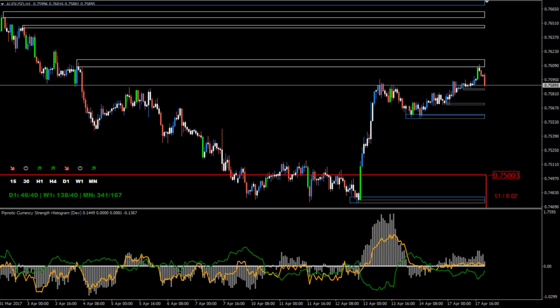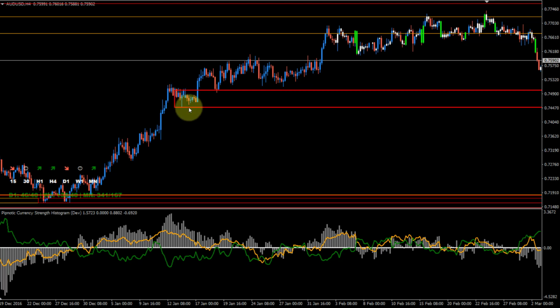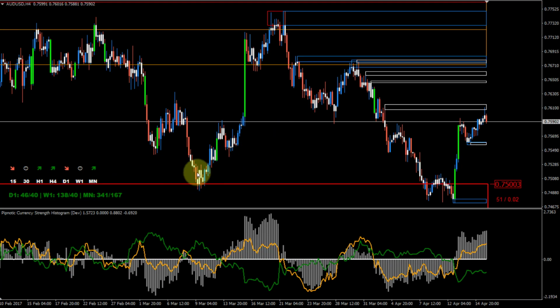Then you ask yourself, okay, should I take this trade or should I not? So price is moving down towards this area, and you can see that it is a daily area of demand. It's been tested once, so this is the second time back, and perhaps you're a little uncertain if you should take this trade or not. So what I've done is I've made this, which is the currency strength histogram. We have the American dollar, which is the green line, the Australian dollar, which is the orange line. We have the histogram, which is the gray bit here, which is ultimately the difference between these two values.